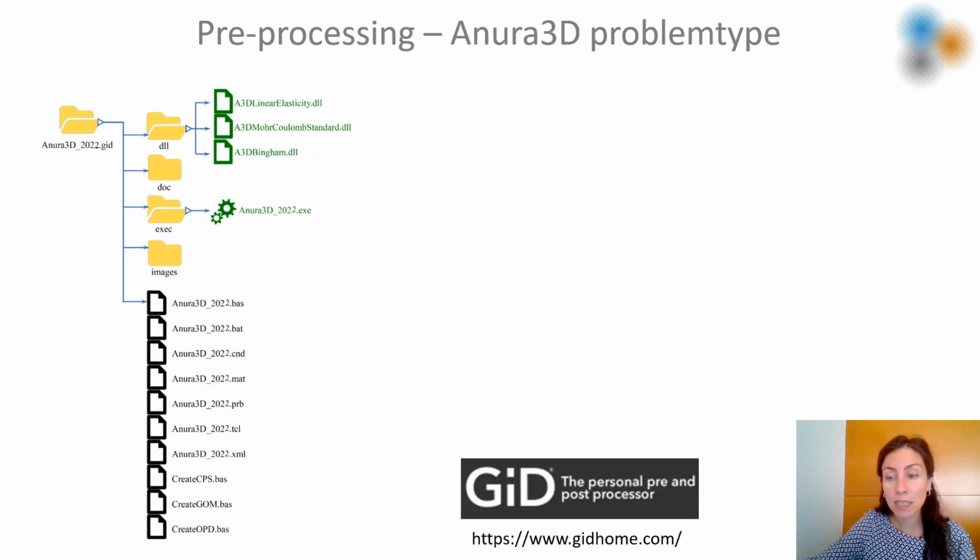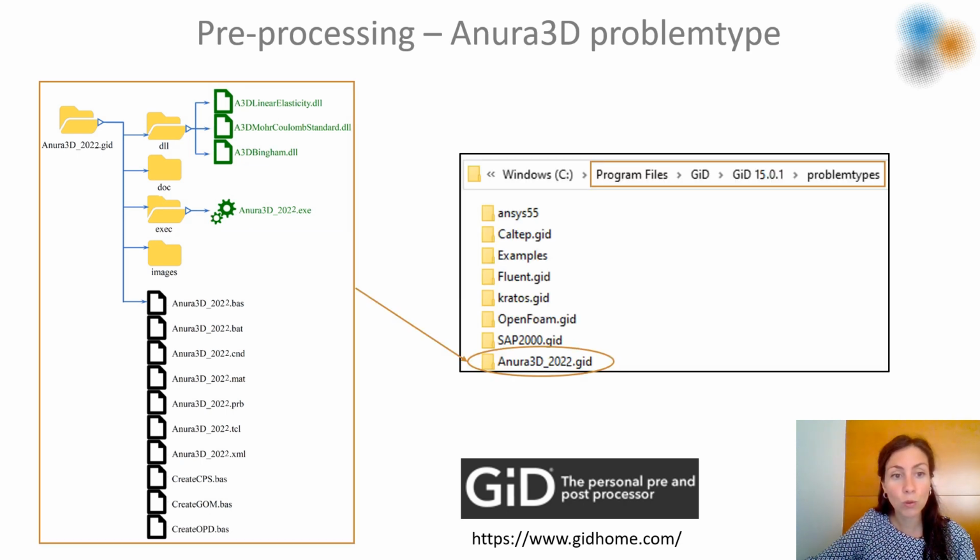Starting from the preprocessing, the Anura3D problem type has to be included in the GiD software. So first, you should copy the Anura3D executable and the dynamic libraries of the constitutive models in the Anura3D problem type folder. And then you have to copy this folder in the problem types folder of GiD.